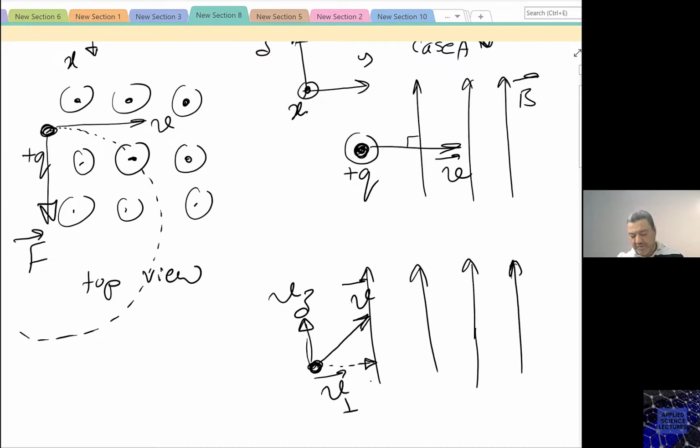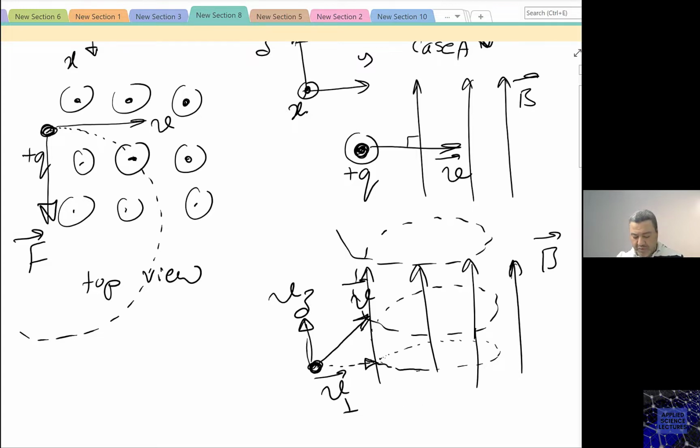And this is what's going to happen here also. It's going to go in circle within the plane. And this VZ that's going in the direction of the magnetic field is going to make it moving forward. So going in circles and moving forward is going to result into a spiral motion. So here it's going this way. So it is a spiral motion that is moving up this way.